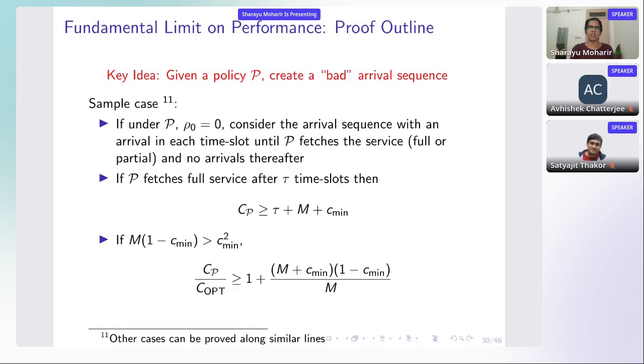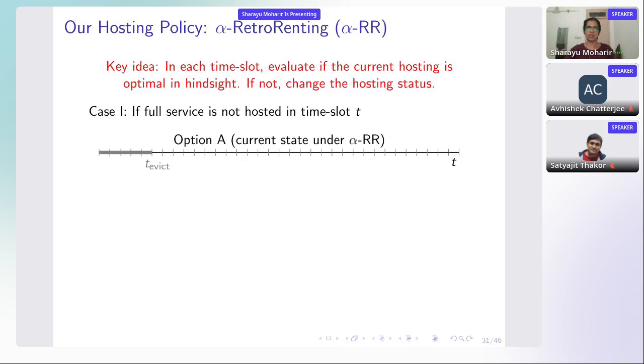Since the policies we consider are deterministic, we can predict how they behave for an input sequence. And the key idea to obtaining a lower bound of this kind is to construct a bad sequence for each policy P. One detailed example is worked out here, but I'll skip discussing it in the interest of time. Instead, I'll spend more time on discussing our dynamic hosting policy.